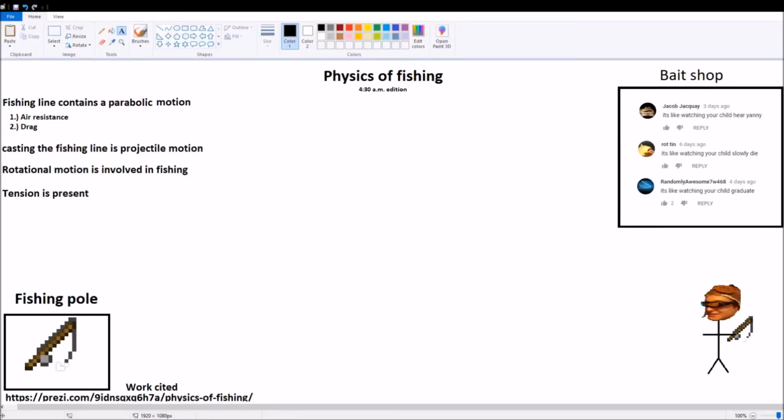Now, the line has the most tension where the hook is knotted. Having a swivel will allow the line to rotate, decreasing the amount of tension, which should help your line not snap.